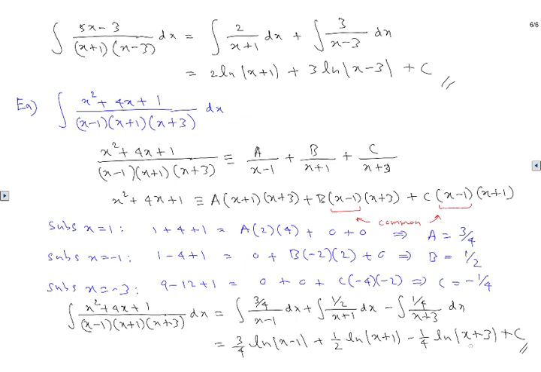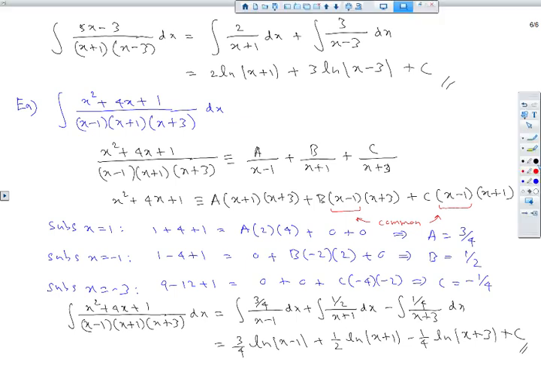Okay, so we talked about two types. At the beginning we talked about linear factors, then we talked about what happens if you have two linear factors, and then what happens if you have three linear factors. Now let's do a problem with a repeated factor. What happens if we have a repeated term? Let's do that now.